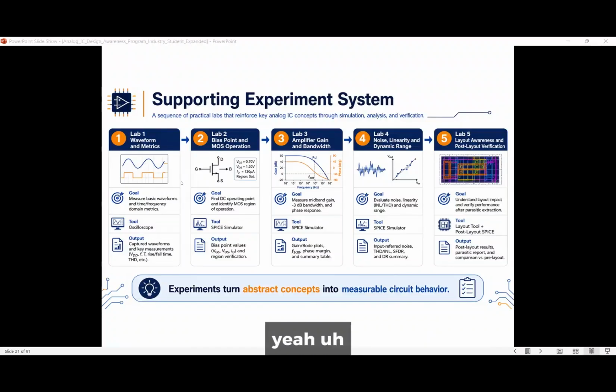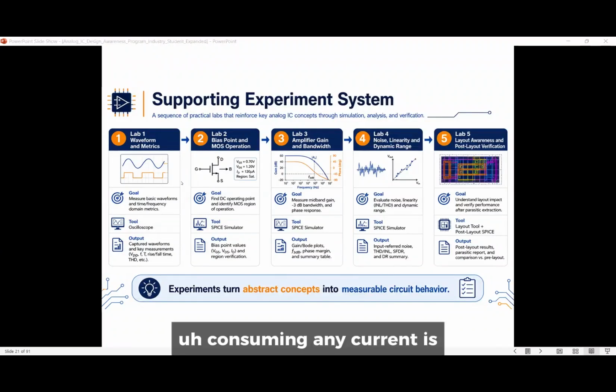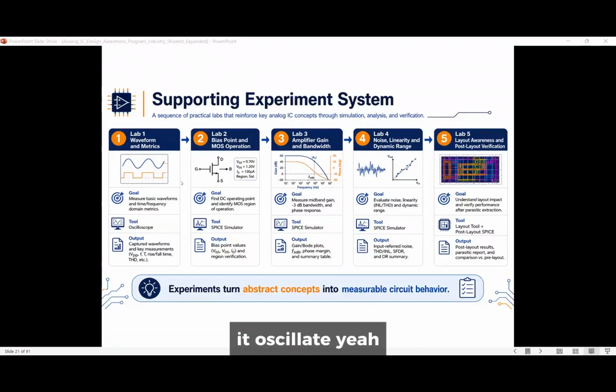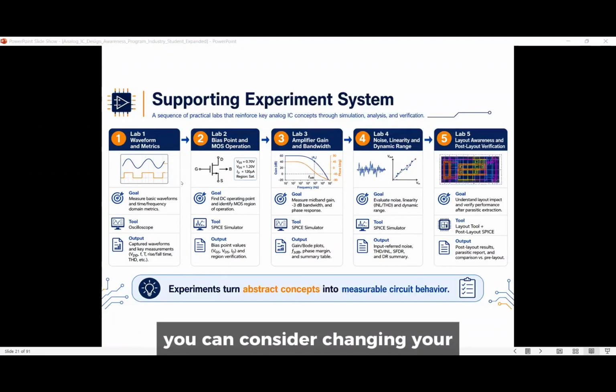In another fashion, normally a chip fails without consuming any current, like a dead tree. But in another failure mode, it oscillates. Unless you really desire oscillation, like an oscillator, right? That is different. You can consider changing your PhD direction from amplifiers to oscillators, maybe. But I think it is a tragedy if your chip really enters oscillation. Just be very cautious on this.